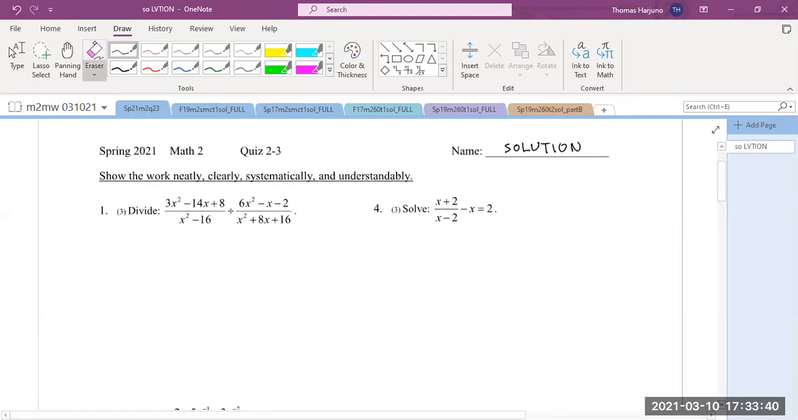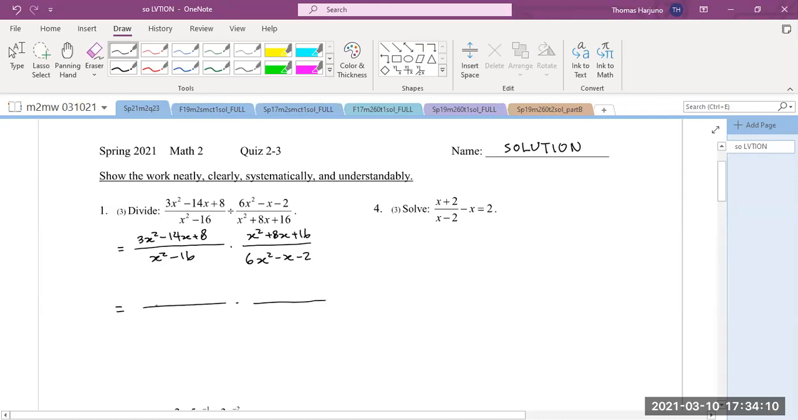So, divide this rational expression. To divide a rational expression, we multiply by the reciprocal. 3x squared minus 14x plus 8 over x squared minus 16 times the reciprocal, x squared plus 8x plus 16 over 6x squared minus x minus 2. And then I factor. If you want to flip and factor at the same time, I believe that's okay. Just be careful.